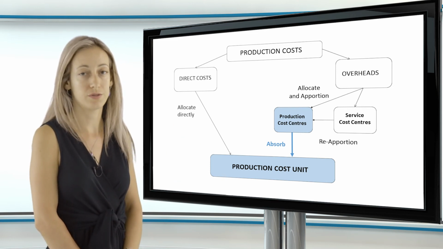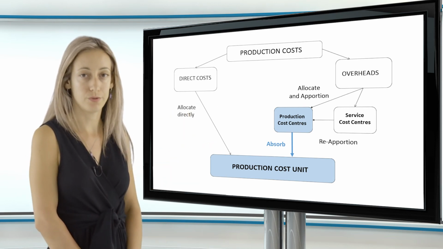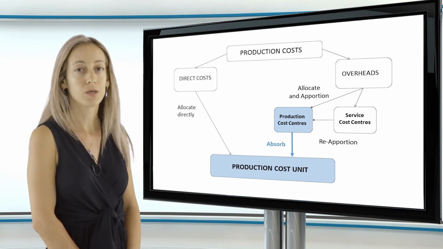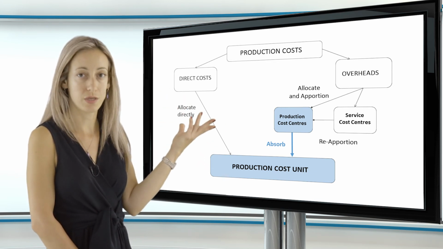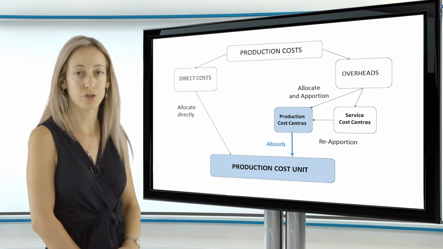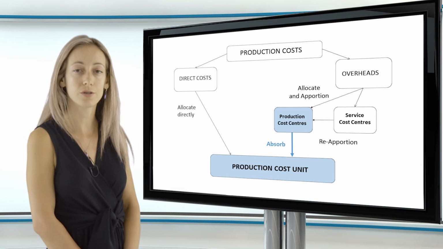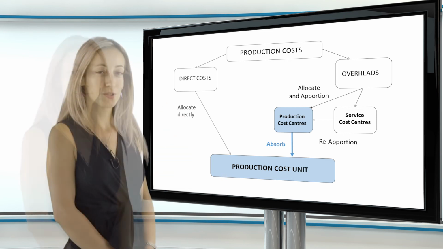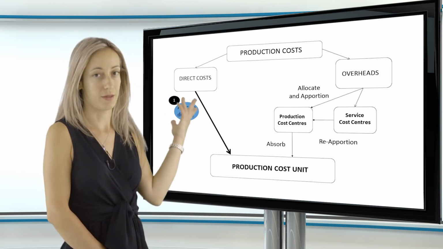Now from here, we would have realized that the service cost center has no cost allocated to it. All the cost has gone to the production departments, and they're the ones that produce our units. So we take the final step where we determine how much of the total production cost in each department should be charged to the cost unit. And that is what we call absorption. Here we absorb the overhead cost, linking it to the cost unit.